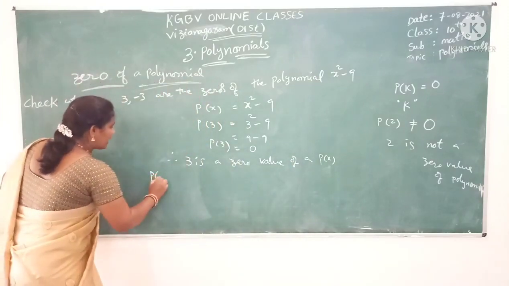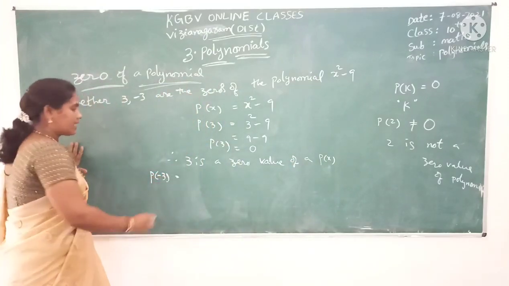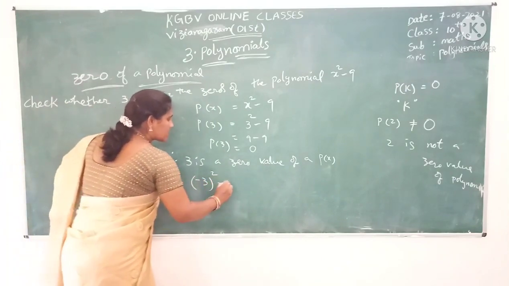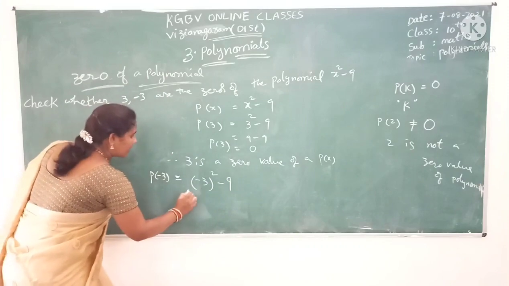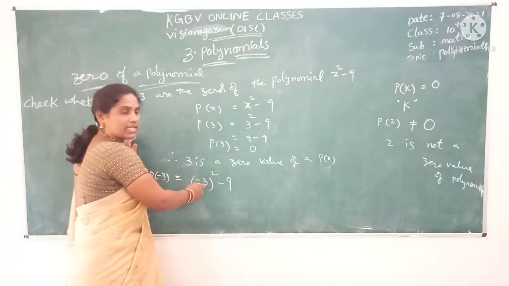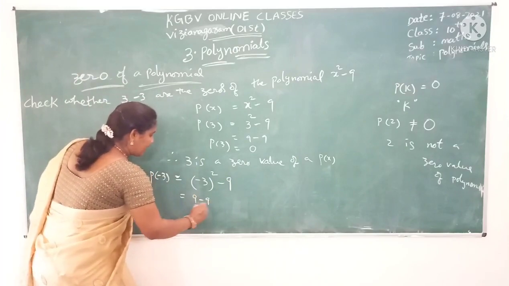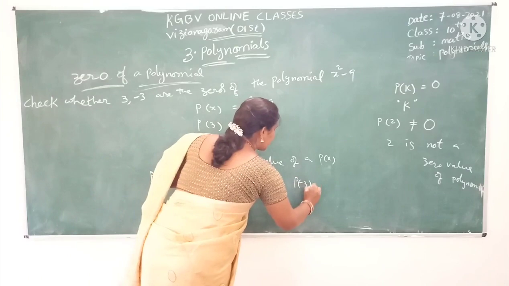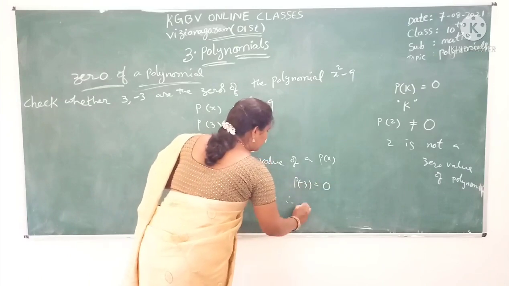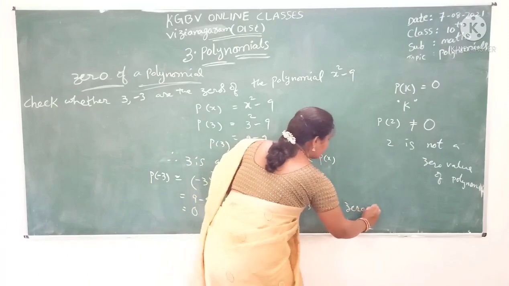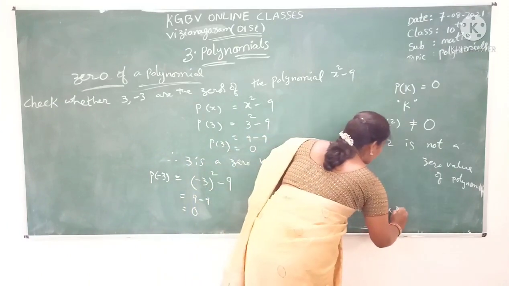Next one, calculate P of minus 3. P of minus 3 is equal to minus 3 whole square minus 9. Minus 3 whole square, minus 3 into minus 3, that is plus 9. 9 minus 9 is equal to 0. P of minus 3 is equal to 0. Therefore, minus 3 is the 0 of the polynomial.